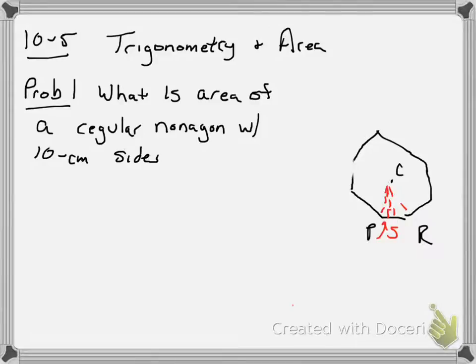10.5 is about trig and area. Problem 1: what is the area of a regular nonagon, a 9-sided figure, again I apologize for my drawing, with 10 centimeters side. So right here is 10.